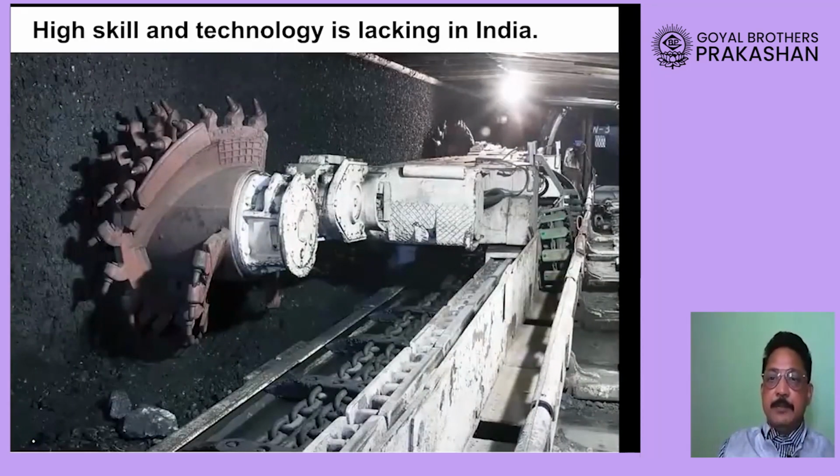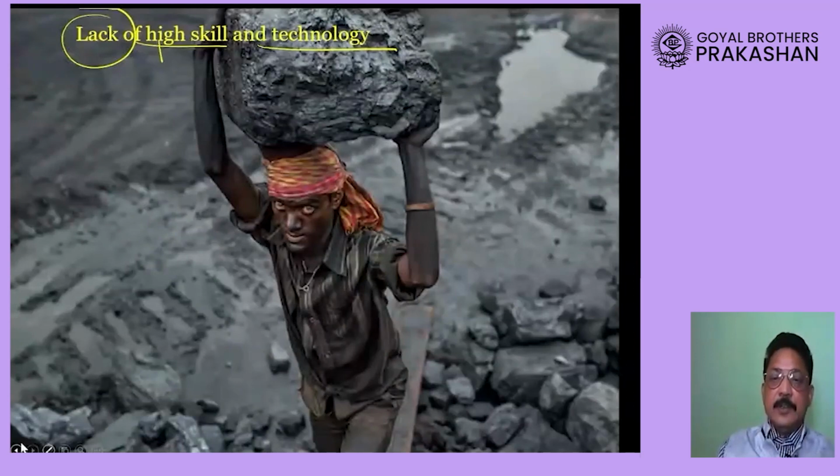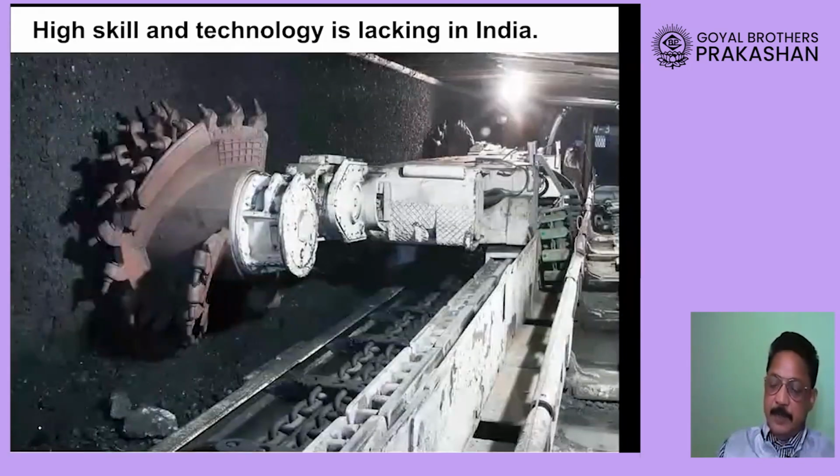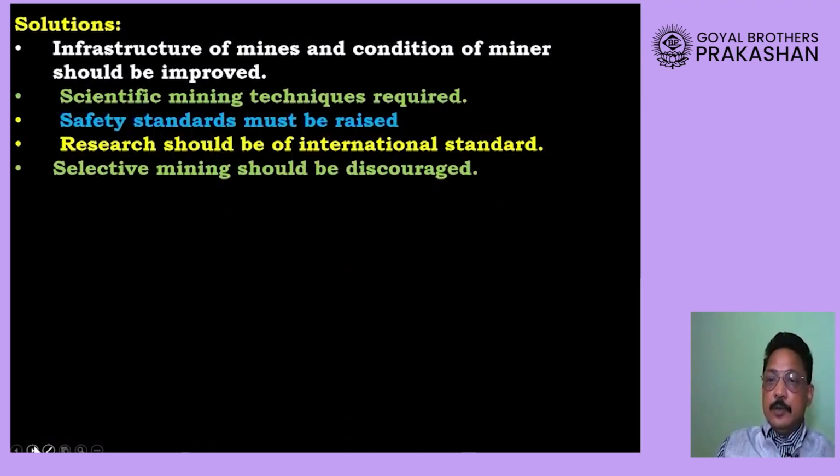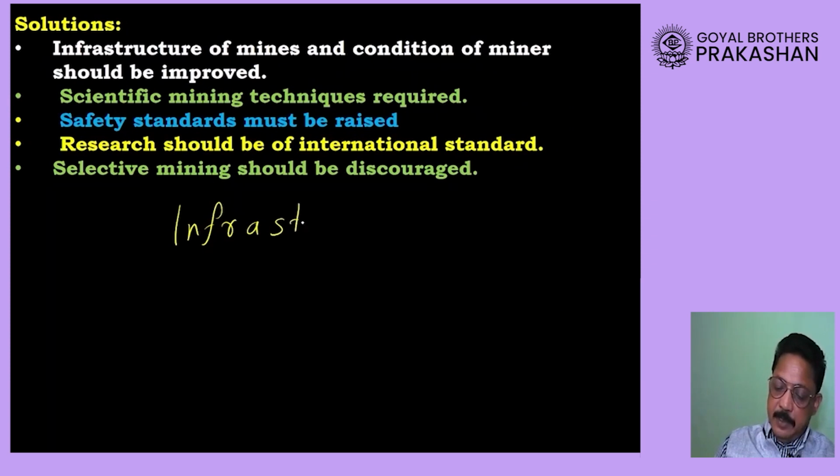Now, if you look at this machine which is used for extraction of coal, with this kind of mining, definitely this is a very high quality technology, and in our country there is a lack of this high skill technology. So what will be the solutions for that? Then our country will have to make better infrastructure. Now remember, the meaning of the word infrastructure is basic facility.